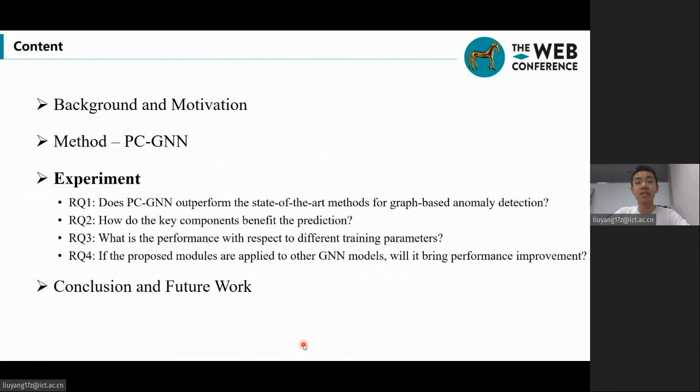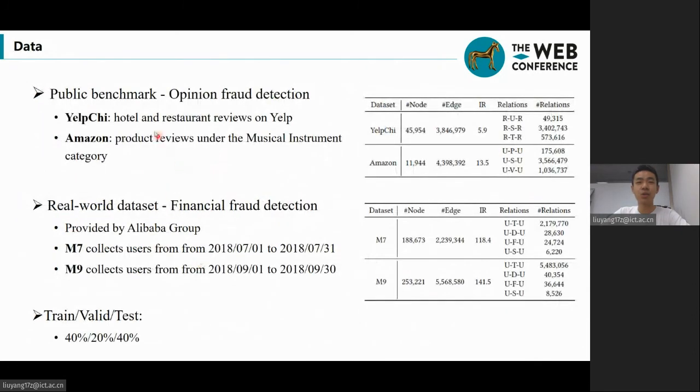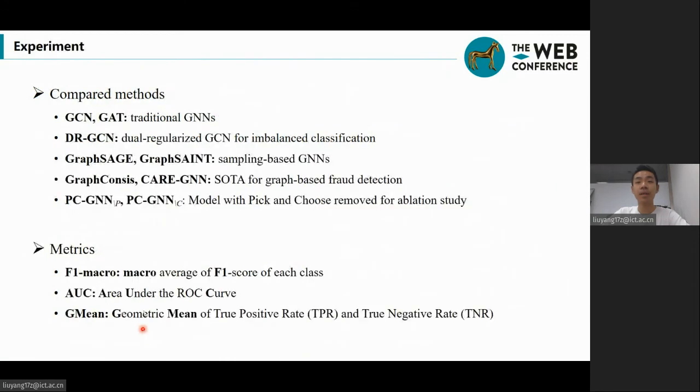In the next section, we will conduct several experiments to answer the following four research questions. The experiments were conducted on two public benchmarks, Yelp and Amazon, for opinion fraud detection, and two real-world datasets provided by Alibaba Group, M7 and M9, for financial fraud detection. The statistics are listed in the table, and the train, valid, test ratio is 40%, 20%, 40%. We compare with several state-of-the-art methods, including traditional graph neural networks, dual-regularized GCN, sampling-based graph neural networks, and graph-based fraud detection methods. We also developed two variants of PCGNN with pick and choose removed for ablation study. The three adopted metrics are F1-macro, AUC, and G-mean.